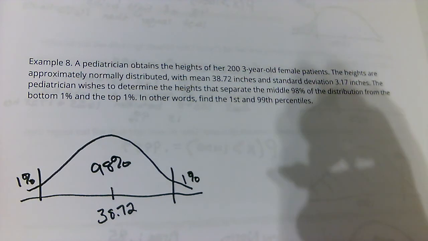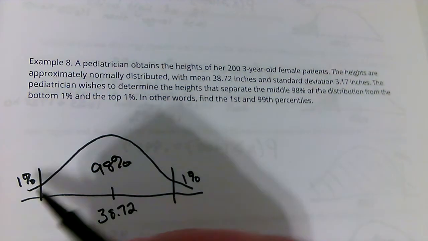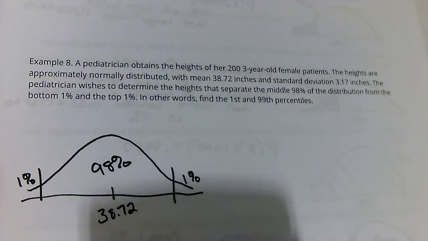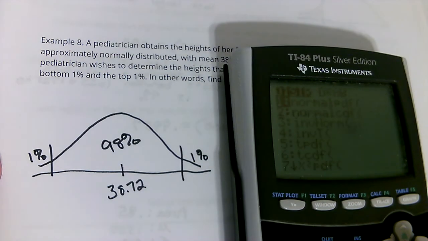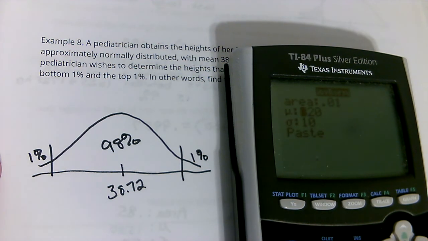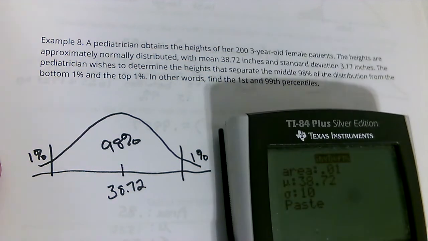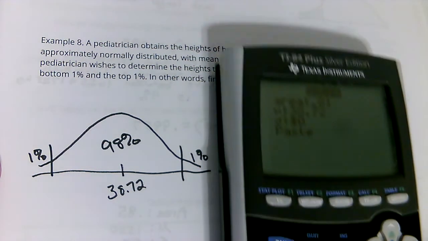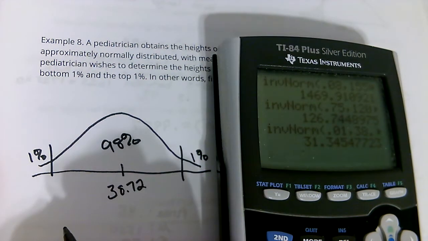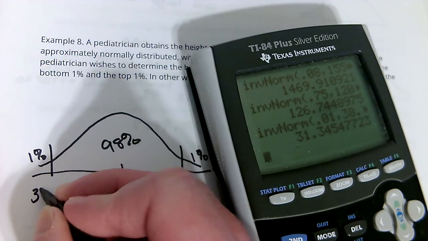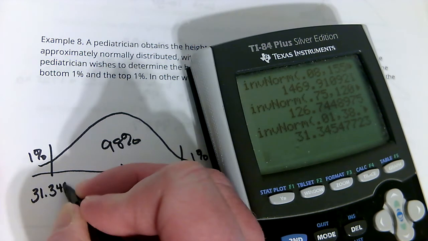So let's think how we would do that. For this one, that's easy. We would put in the area as 0.01. And the average was 38.72. And what was the standard deviation? 3.17. So this boundary is 31.345.